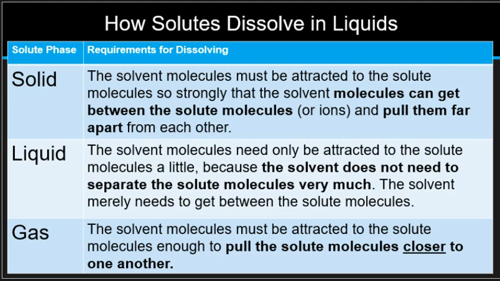Now, gases are a little different. The solvent molecules must be attracted once again, and pull the solute molecules closer together. Okay, so if I'm going to dissolve a gas into a solvent, let's think about making Dr. Pepper. I'm going to dissolve a gas into that Dr. Pepper. That gas is CO2, and it's going to go in there and make carbonic acid. And I need to actually pull those molecules closer together. In fact, what we do to make Dr. Pepper is we put it under pressure.